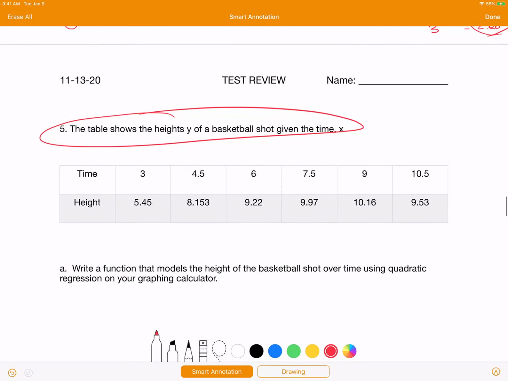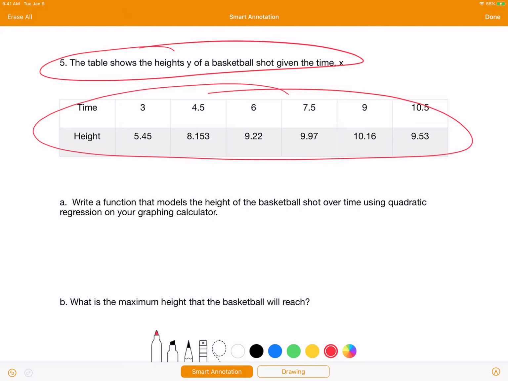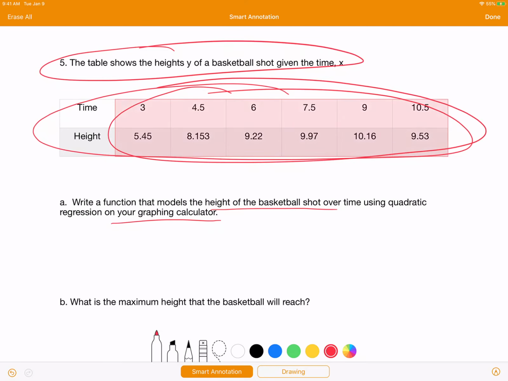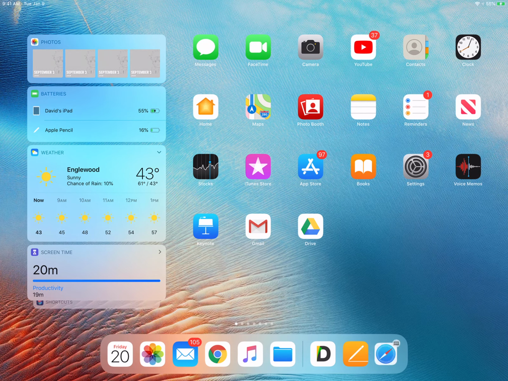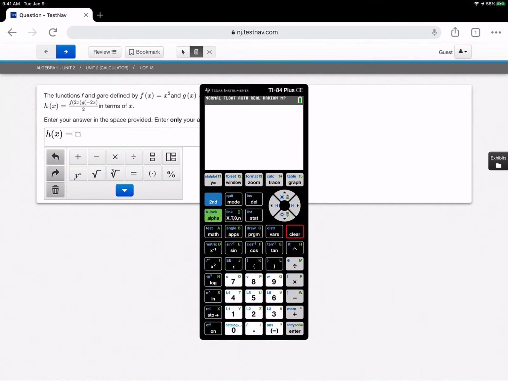Okay, so the table shows the heights y of a basketball shot given the time x. So now we have the function, time versus height. Write a function that models the height of a basketball shot over time using a quadratic regression on your graphing calculator. So what we're going to do is take a look at the quadratic regression model based on this data here. So I'm going to go to my calculator, and I'm simply going to type those values into the edit and into the list.